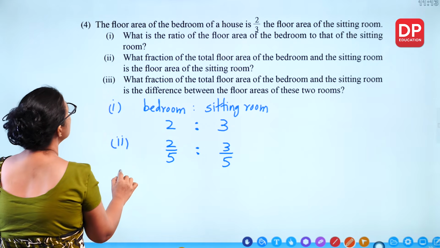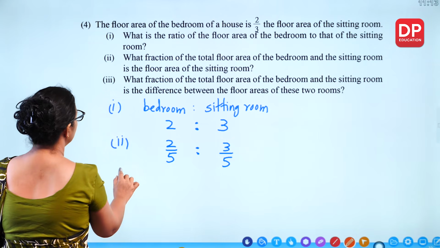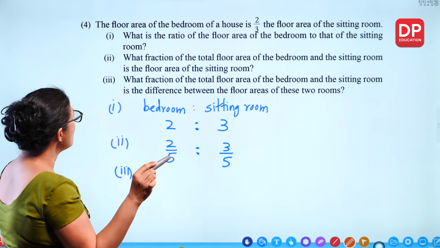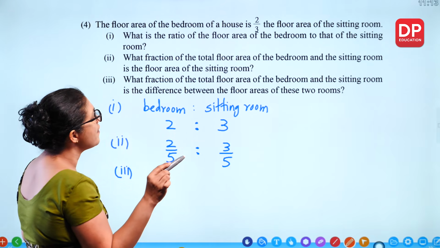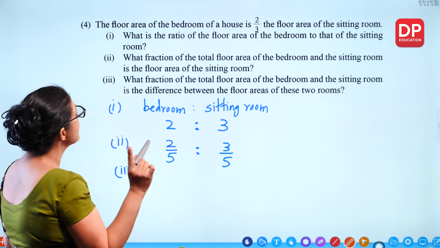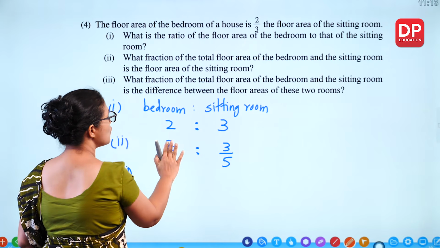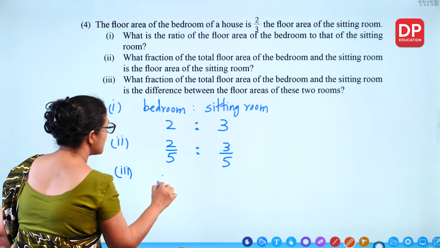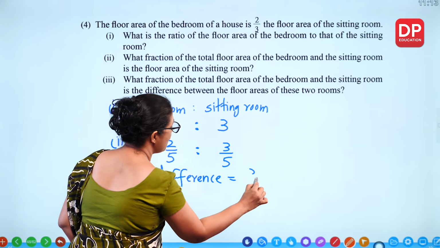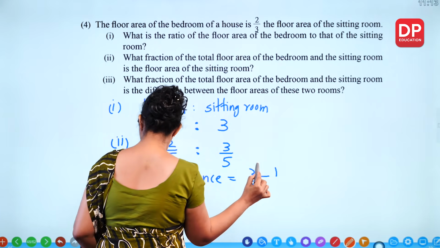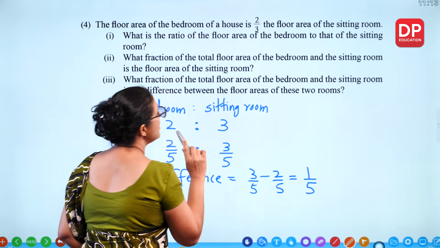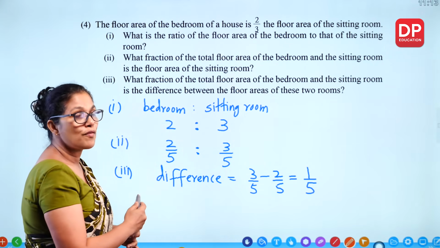And third one, what fraction of the total floor area of the bedroom and sitting room is the difference between the floor areas of these two rooms? So what's the difference? This is 3/5, 2/5. So difference is 1/5. 3/5 minus 2/5. So you get 1/5 is the difference between the floor areas of these two rooms.